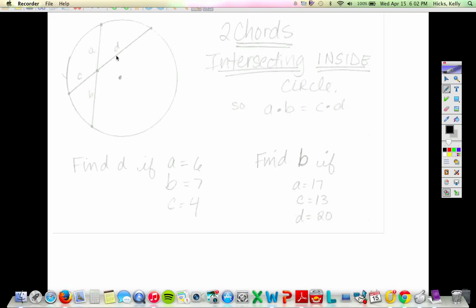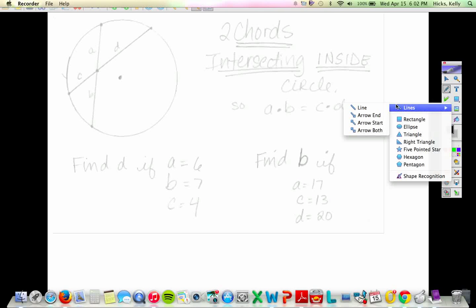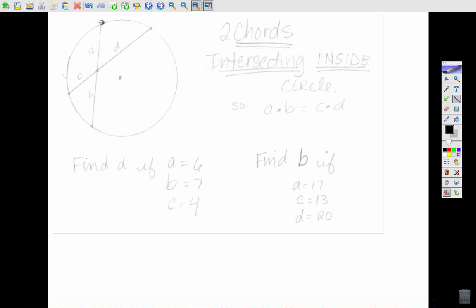Okay, so let's talk about the principle here. The principle is that you have two chords, which is a line that starts at one side of the circle and travels across the circle to the other side. Okay, you've got two of those. There are my two chords right there.